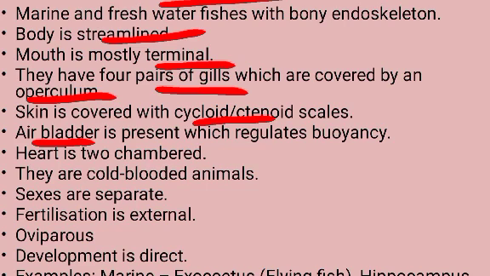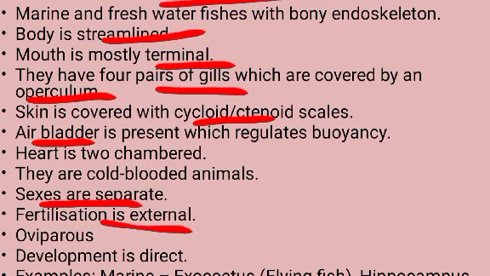Then the heart is 2 chambered, one auricle and one ventricle is present in the heart. Then they are also cold blooded or poikilothermic animals. They cannot maintain their body temperature; it changes according to their environment. If they are not able to adjust to it, they may not be able to survive. Then the sexes are separate.